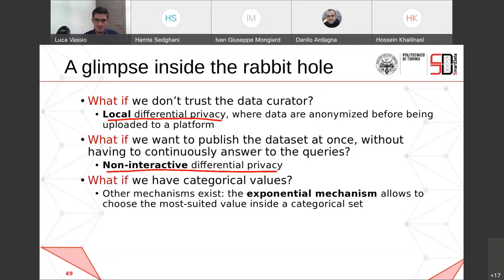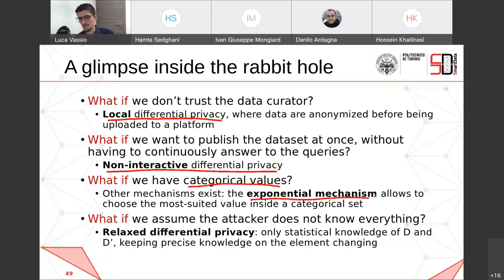And finally, actually not finally, but what if we have categorical values and not, let's say, counters, for example? There are other mechanisms for this, and the one for categorical values is called the exponential mechanism. Another thing that is also really used recently is the hypothesis that the attacker knows everything. It's really strong. It's needed to be future-proof, but we can use a relaxed version of differential privacy. In this way, we assume that we know everything about the element changing, but just statistical knowledge of D and D prime, not exactly all of D and all of D prime.